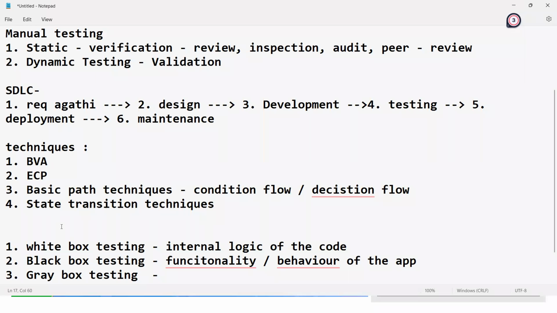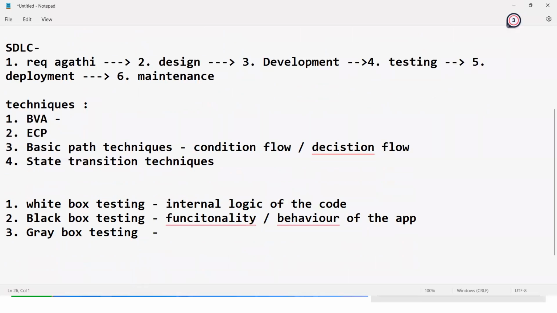Then coming to BVA, what is BVA? BVA is done by QA, the quality analyst. What is BVA? Boundary value analysis. Tell me how we are going to validate this test scenario. The test scenario is very simple.